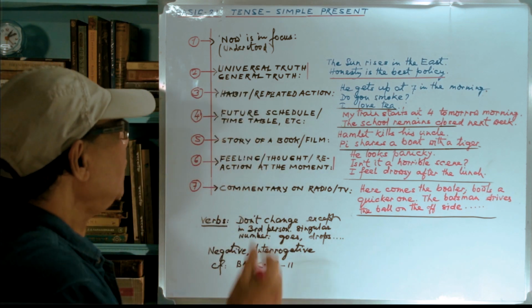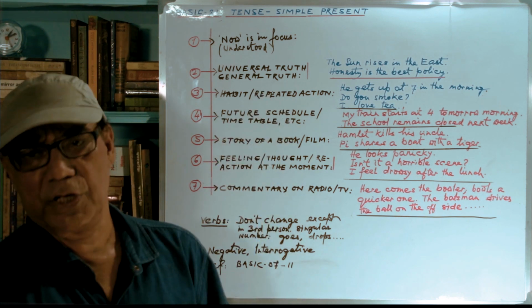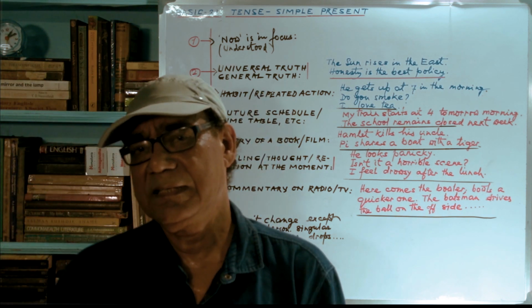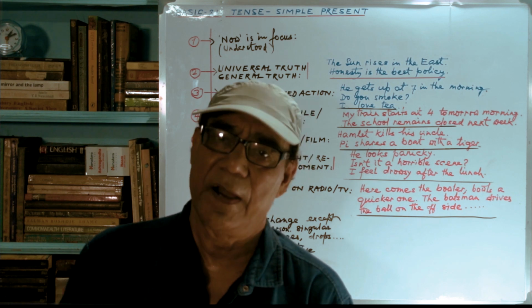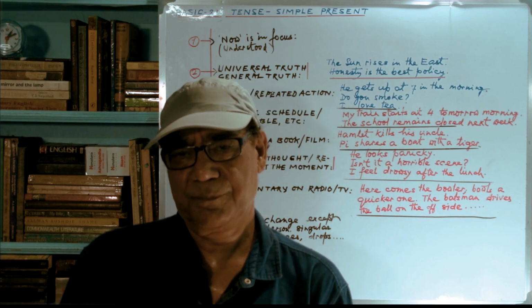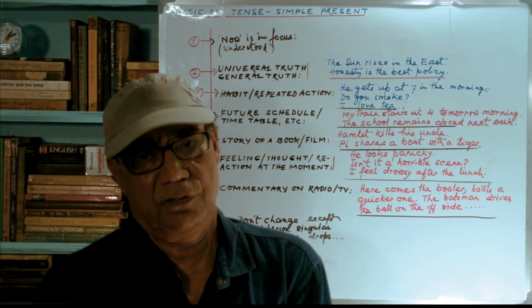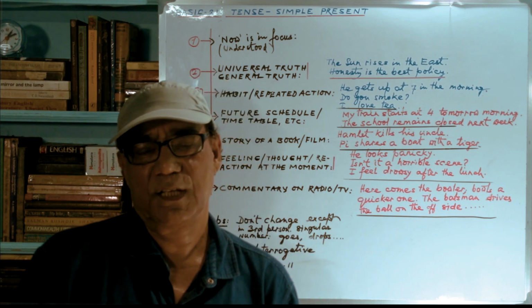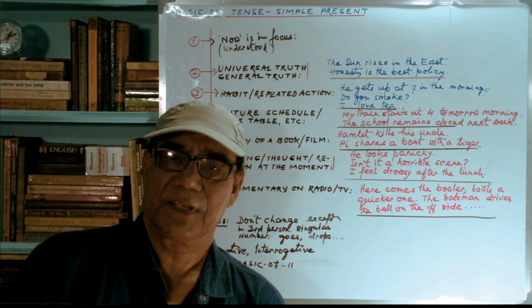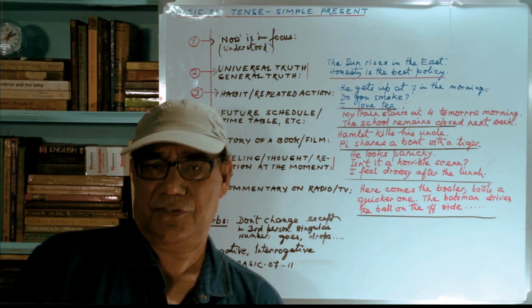Number two, universal truth or general truth. There are certain things that are accepted by each and everybody. When you say sun rises in the east, there is no question of dispute. In that case, you can put it in the simple present tense.